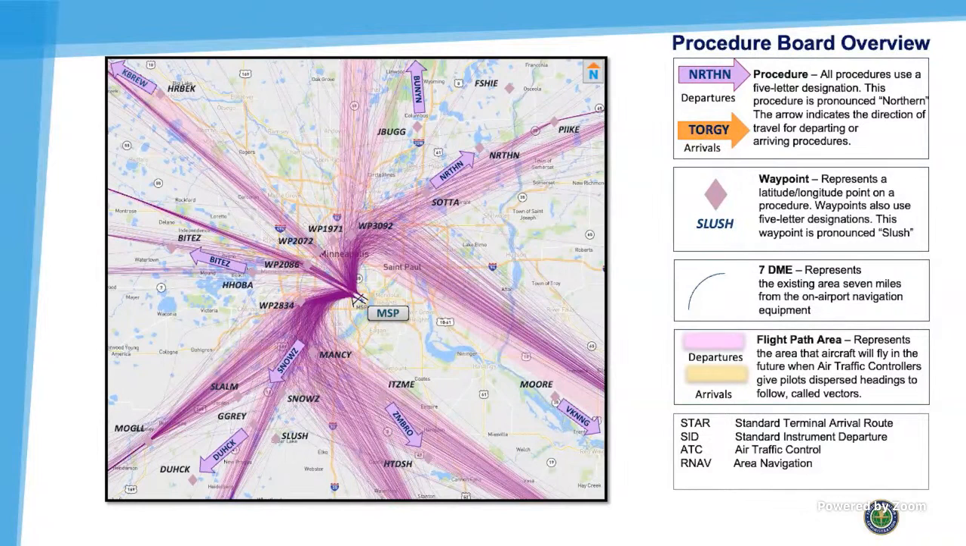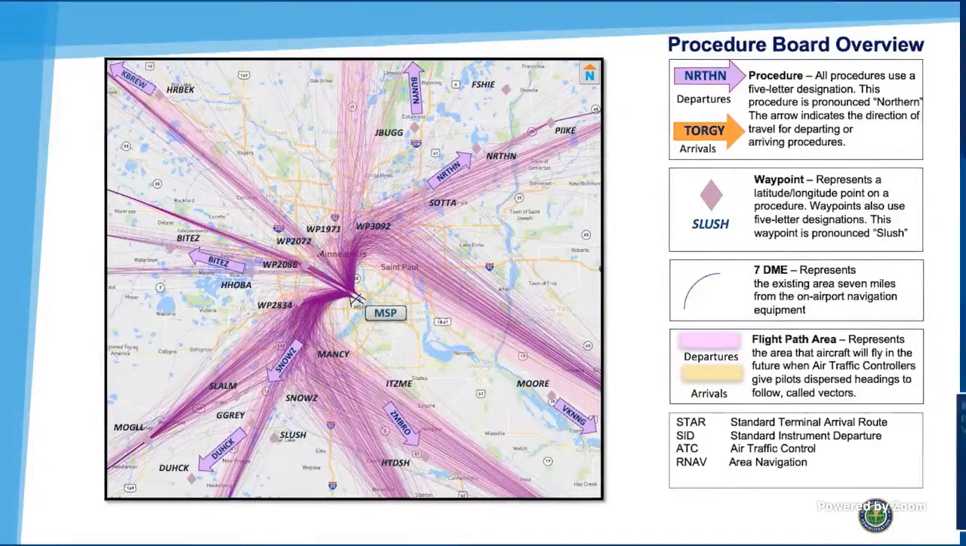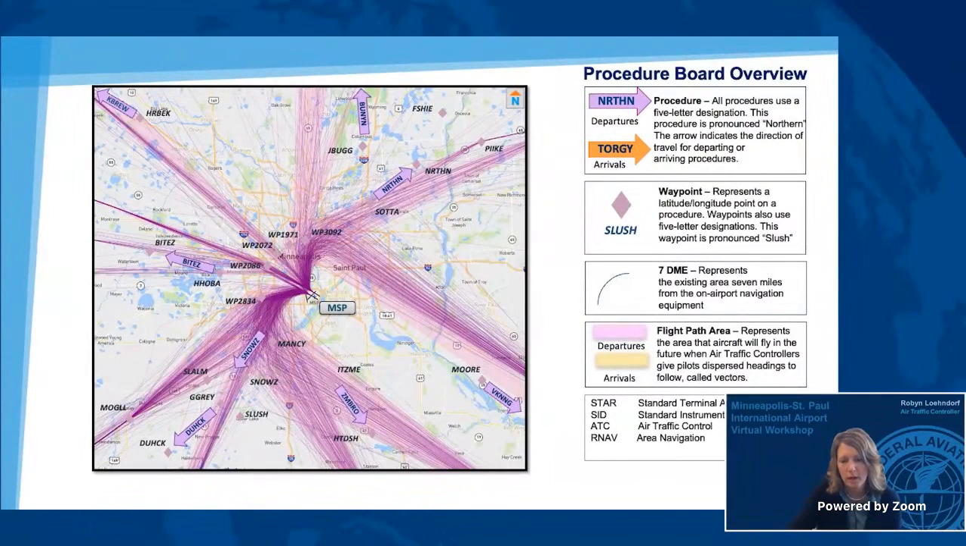When aircraft fly in these areas, it is typically due to a pilot receiving a compass heading from air traffic control. We call them vectors. A vector is a compass heading assigned to an aircraft by an air traffic controller at Minneapolis Terminal Radar Approach Control, also known as the TRACON, or the airport tower. The bullet points on the right side of each of these boards provide additional details about the procedures.